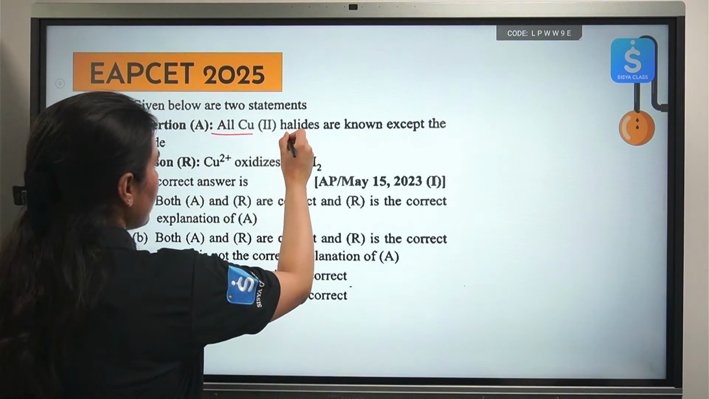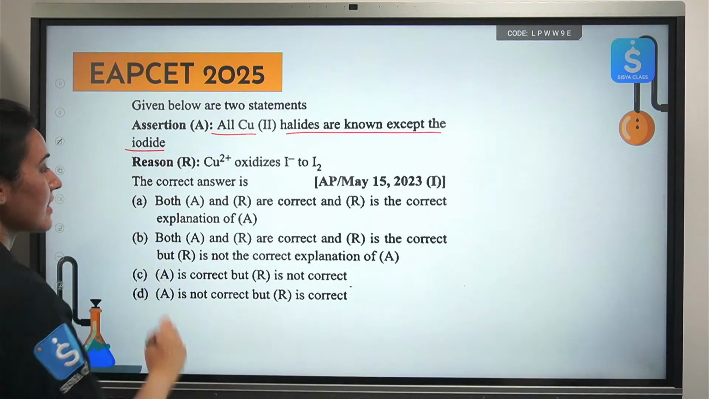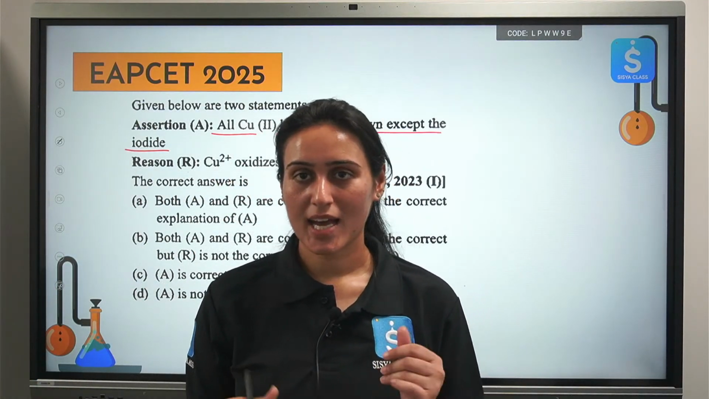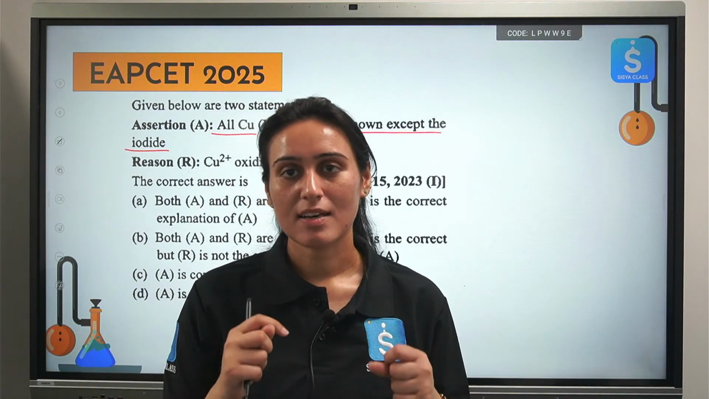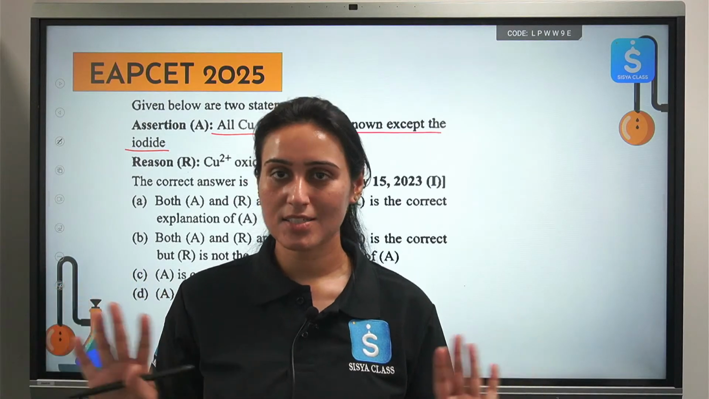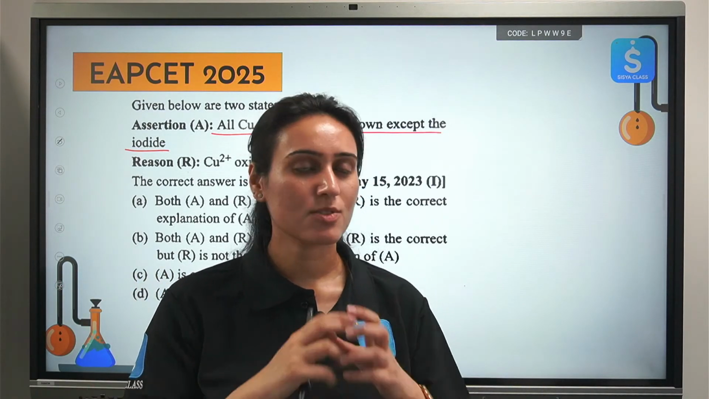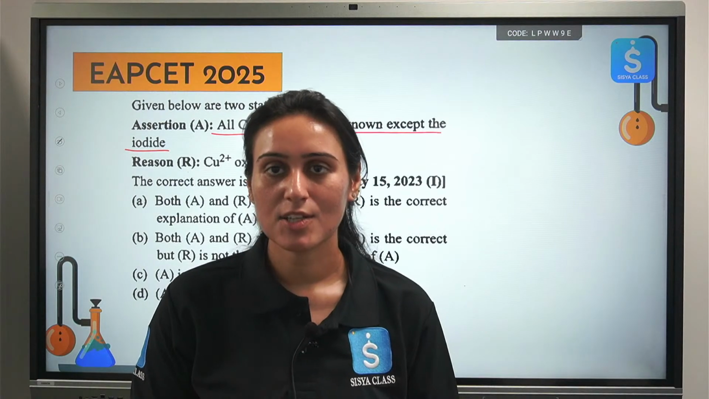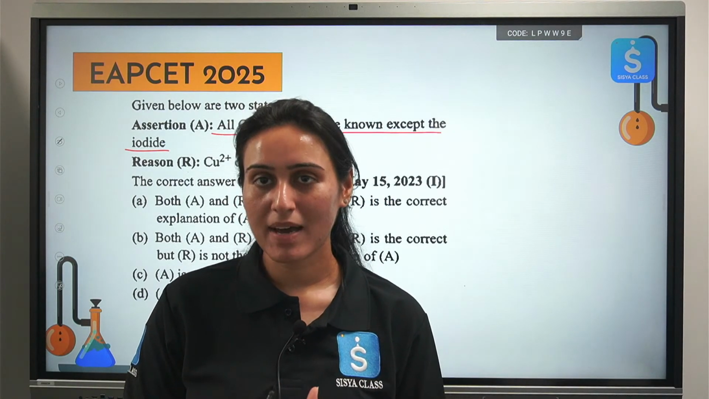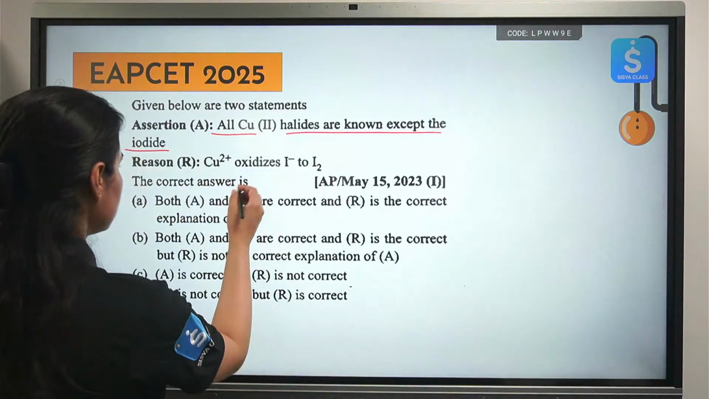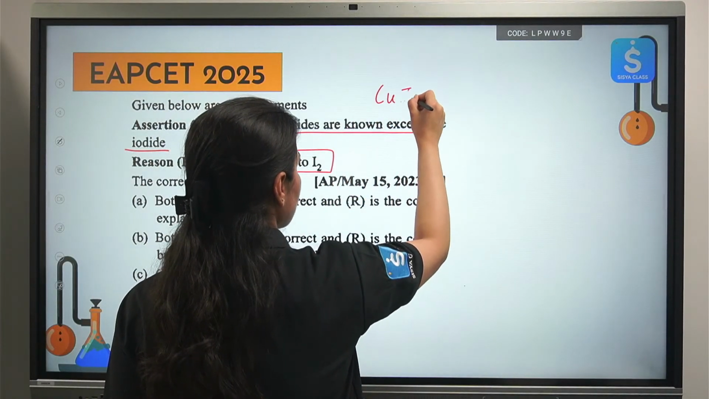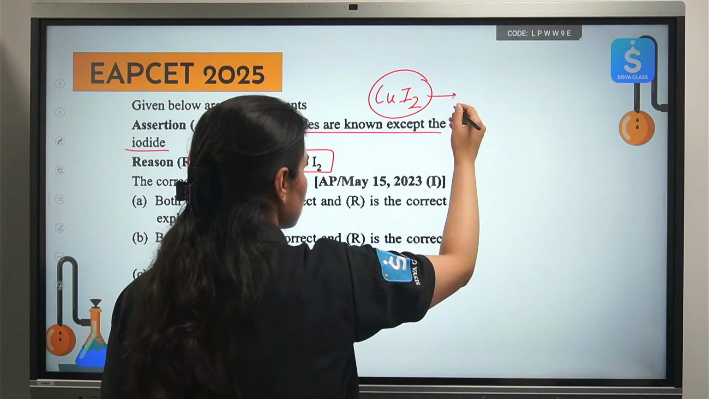Assertion: all copper halides are known except the iodide. That is true. See, Cu2+ has high reduction potential, right? Iodide also has high reduction potential. So if you compare, the one which has higher SRP will undergo reduction and the other element must undergo oxidation, right? This is what we have learned. But in case of copper, since so many copper ions are present in solution, copper iodide is also present in the solution. So instead of I-, you will find I2 in the solution. So CuI2 does not exist. That you expect.